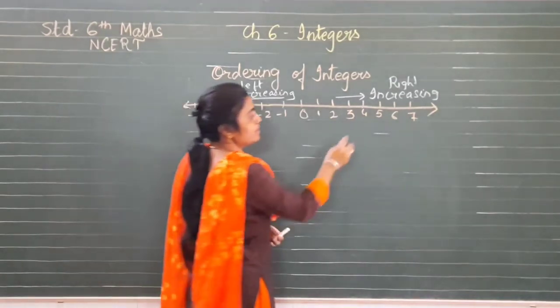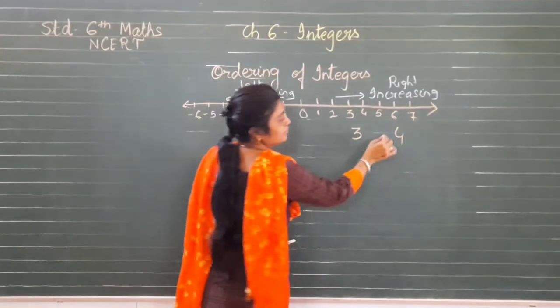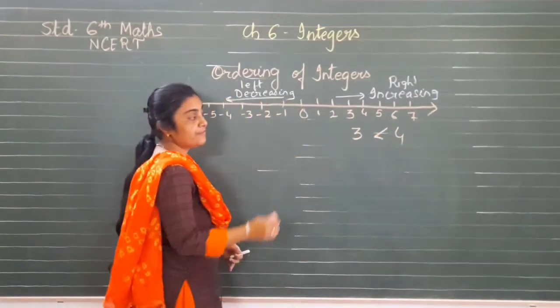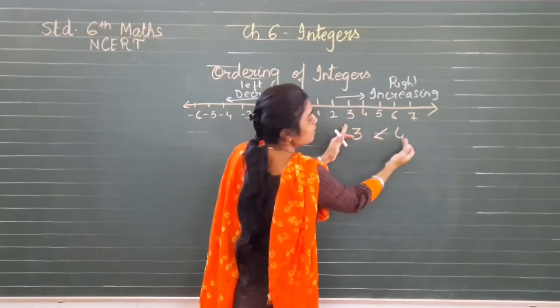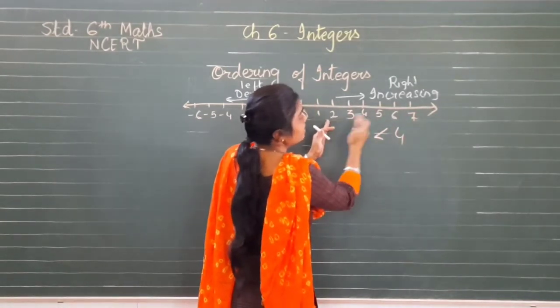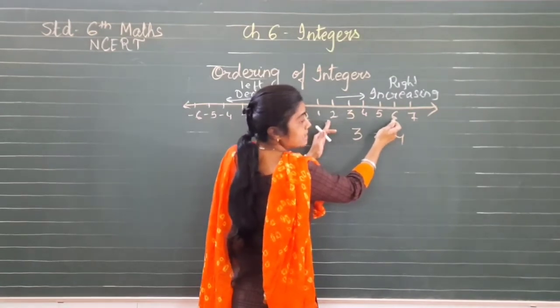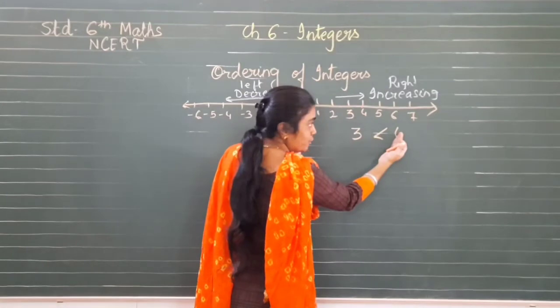For example, 3 and 4. If you want to compare the numbers, 4 will be greater than 3, which is on the right side. So 4 is on the right side of 3. The greater numbers will be on the right side. Suppose you want to see where 6 is located. So 6 is located on the right side of 0.